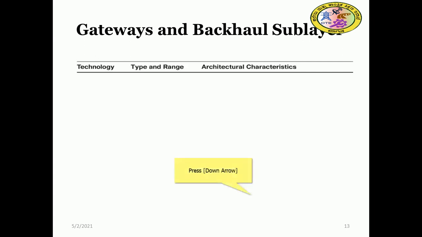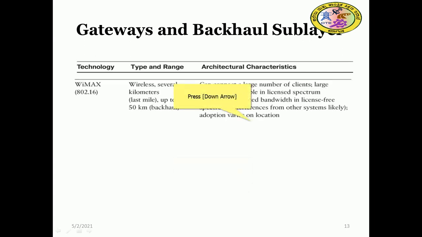Another gateway and backhaul technology is WiMAX, 802.16, which is wireless with several kilometers range, last mile up to 50 kilometers. It can connect a large number of clients, with huge bandwidth available in licensed spectrums. Bandwidth is reduced in a license-free spectrum, and interference with other systems is likely. Adoption varies depending on location.